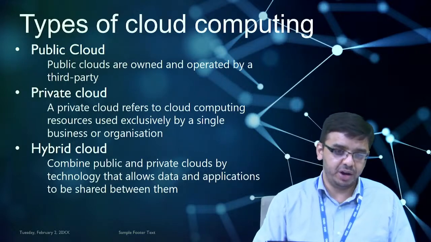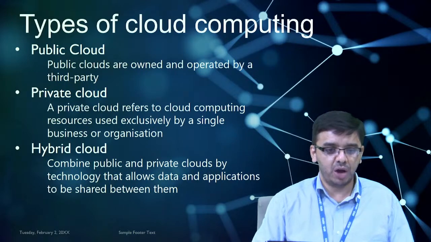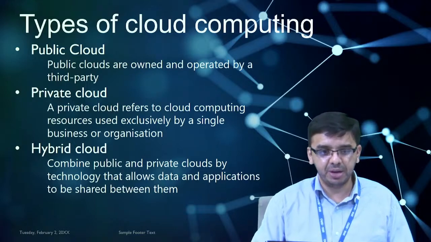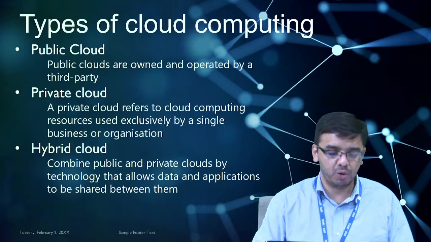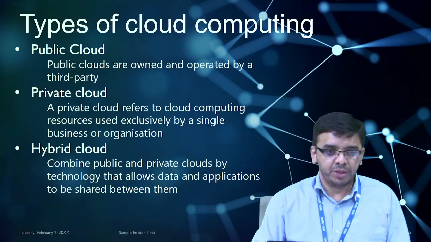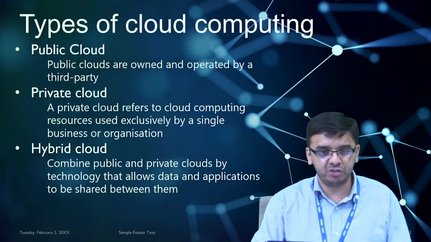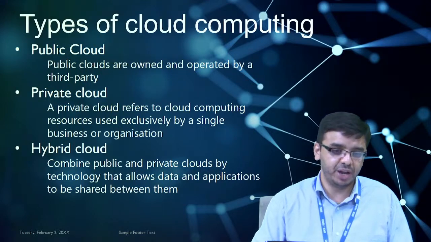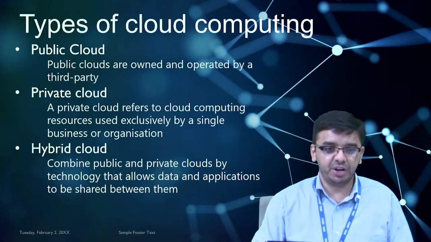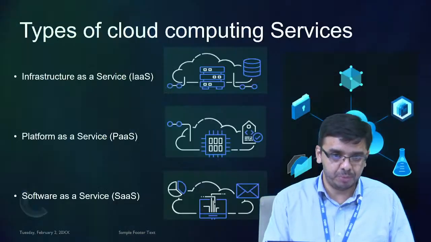The third type is called hybrid cloud. Hybrid cloud combines public and private technology, allowing data and applications to be shared between the public and private portions of the cloud. So hybrid is a mix of public and private cloud. Some data that needs to be accessible for all can be kept on the public cloud, and some data that is confidential or more confidential can be kept on the private cloud, but there will be a mechanism to share the data between these two clouds. That is called a hybrid cloud computing environment.